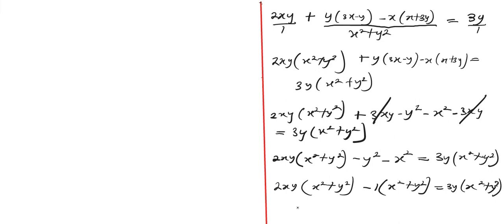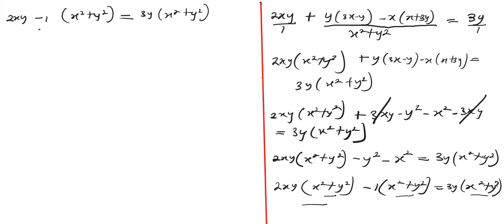If you consider this equation, we can easily factorize out because we have x squared plus y squared here, here, and here. You can easily factorize x squared plus y squared out. So let's write it here. We are going to have (2xy minus 1)(x squared plus y squared) equals 3y(x squared plus y squared). Because if we multiply this out, we are going to have this back. All right, so nothing has really changed right now.